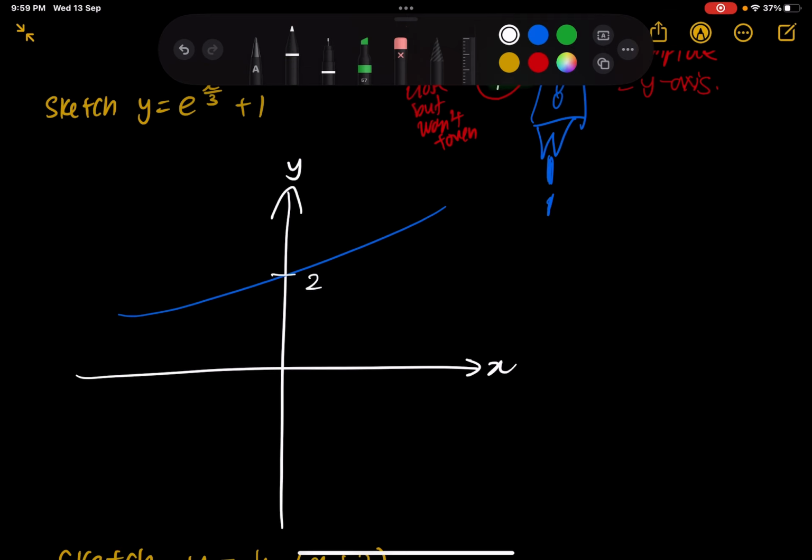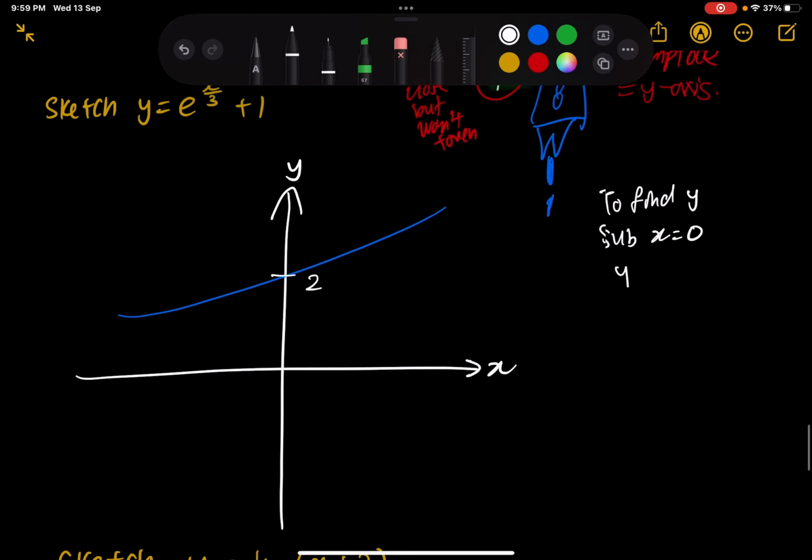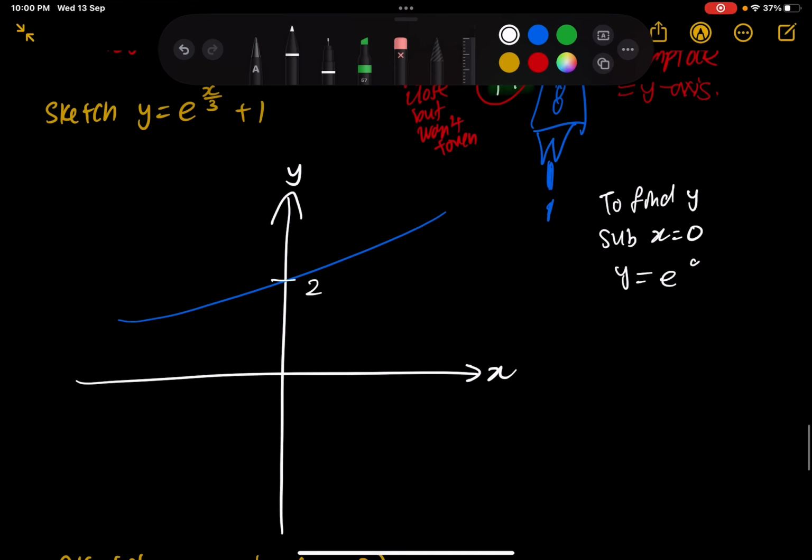Because initially, if you sub x equals 0 to find y, where it cuts the y-axis, then y equals e to the power of 0 over 3, plus 1. Anything to the power of 0 is 1, so plus 1 gives you 2. Hence it cuts at 2.